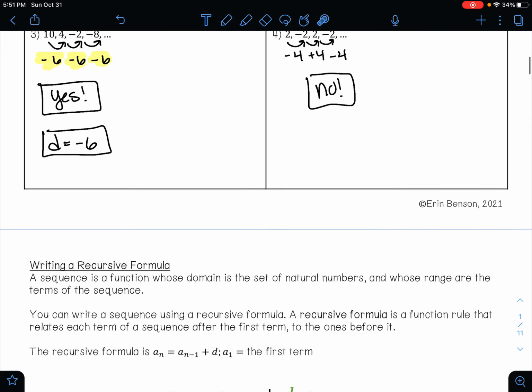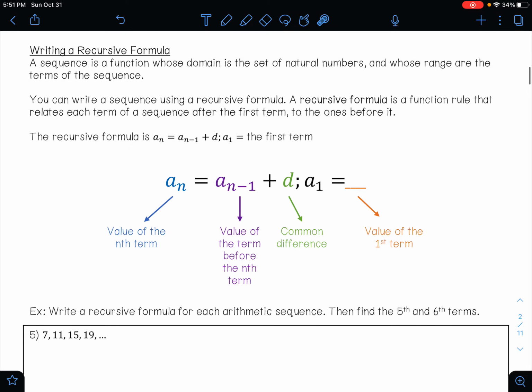So let's look at the next page. It says writing a recursive formula. A sequence is a function whose domain is a set of natural numbers, so numbers 1, 2, 3, 4, and so on, the numbers that you count with, and whose range are the terms of the sequence. You can write a sequence using a recursive formula.